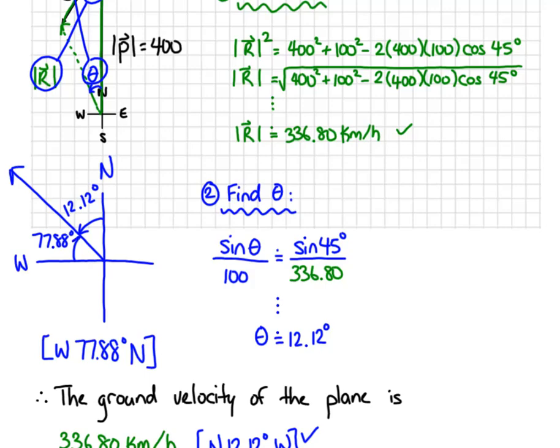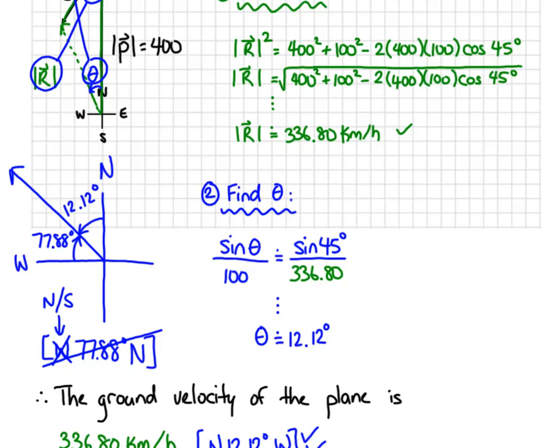They both get you to the same place, but what we normally see generally is preferred is that the first letter is either a north or a south. We don't usually see it as a west or an east. And so this is not really preferred so much as this guy is. All right. So in conclusion, the ground velocity of the plane is a magnitude of 336.8 kilometers per hour with a direction of north 12.12 degrees west.